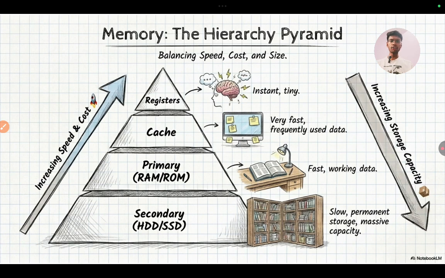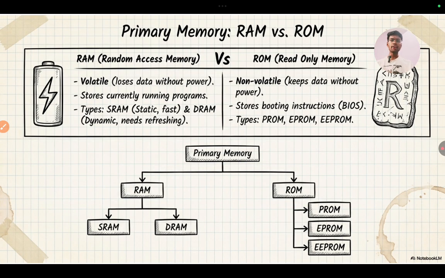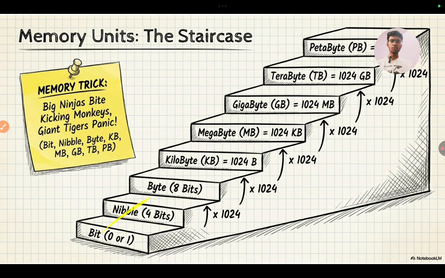And we'll be seeing the memory, from the primary memory, what RAM and ROM are, and the secondary memory, SSD, registers, cache memory. We will see RAM and ROM and try to differentiate them, and the various types of RAM and ROM that exist, like SRAM, static RAM, and dynamic RAM. We'll see the different types of ROM like PROM, EPROM, and EEPROM. Some other things we'll be seeing are techniques for remembering these memory units, with a mnemonic like big ninjas, bite kicking monkeys, giant tigers, panic leathers. We'll be seeing the calculation.